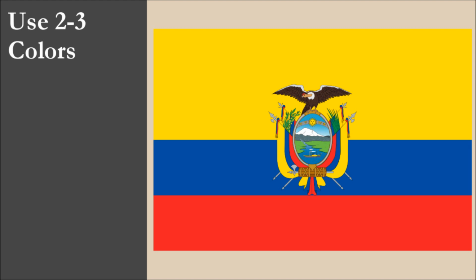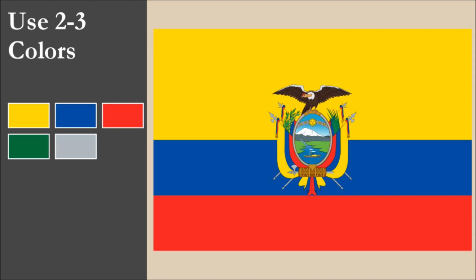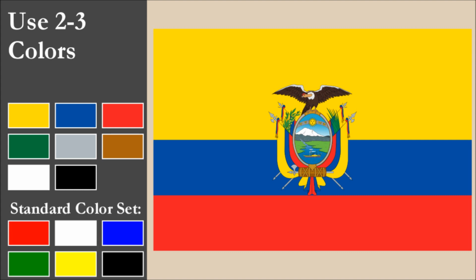The flag has 3 main colors, but because of the coat of arms, the total number of colors is 8. That's 5 more than the recommended maximum of 3. The colors are yellow, blue, red, green, gray, brown, white, and black. Some of these colors have different shades. All 6 colors of the standard set can be seen on the flag.